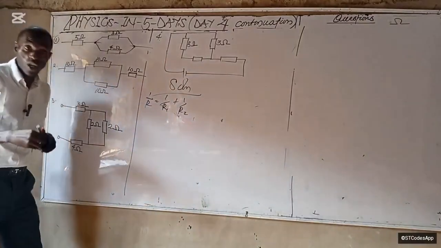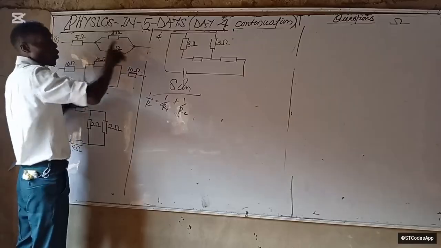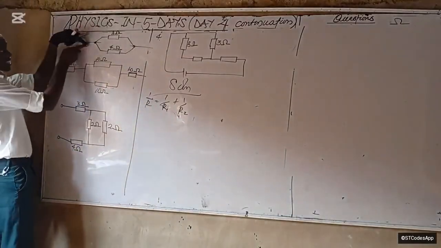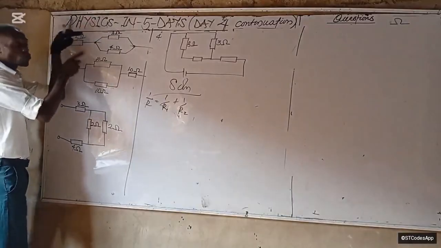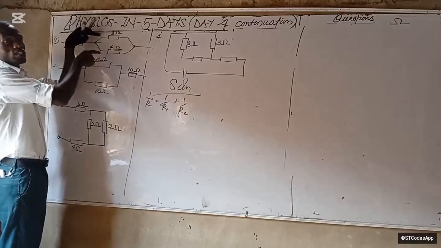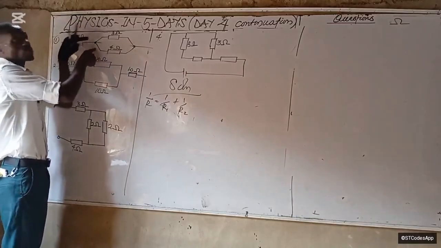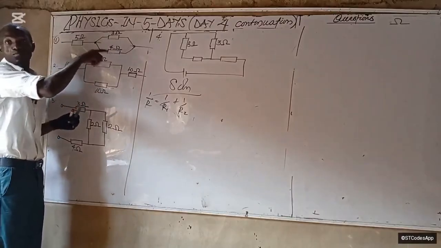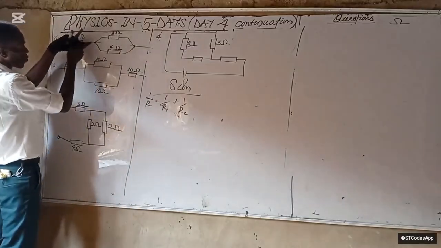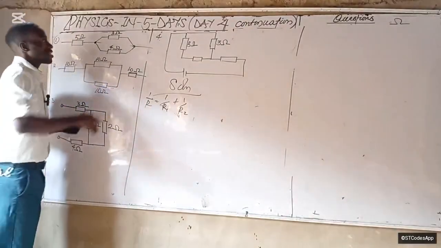Another way is this: once you see that there is a diversion, you will know that the current is going to be different, but the voltage will be the same. Flow rate will be different once they divert. So, parallel.